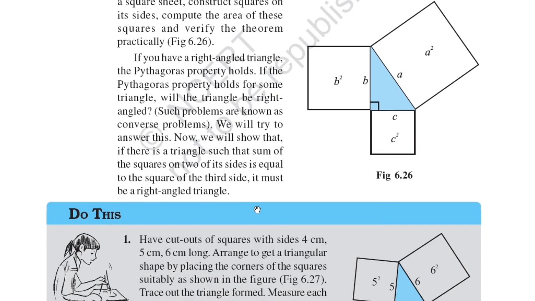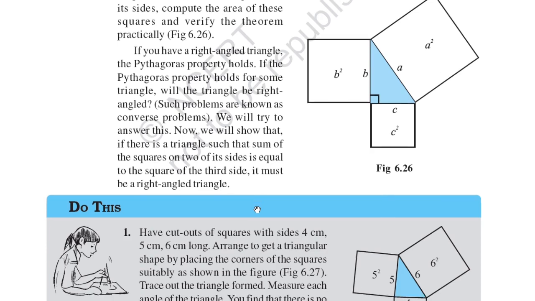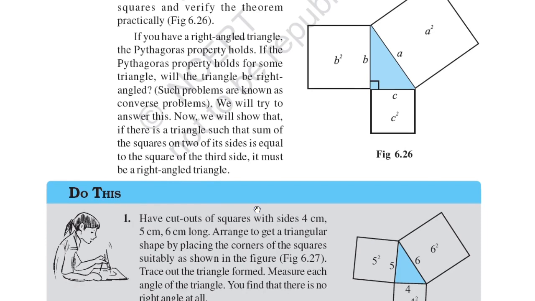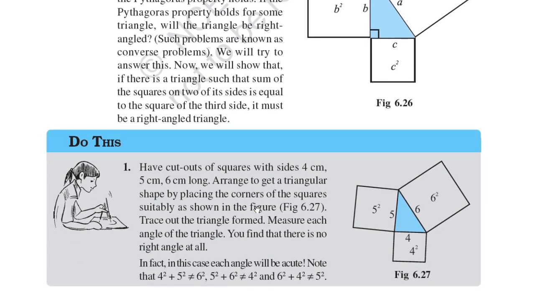If the Pythagoras property holds for some triangle, will the triangle be right angled? Such problems are known as converse problems. We will try to answer this. Now we will show that if there is a triangle such that the sum of the squares on two of its sides is equal to the square on the third side, it must be a right angle triangle. So we have to do this.